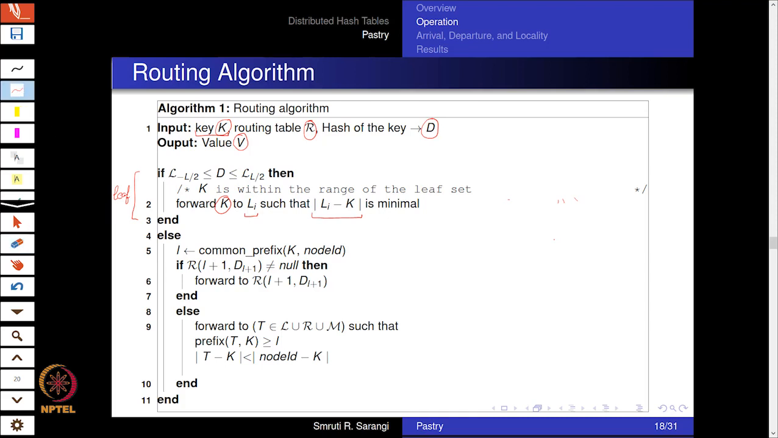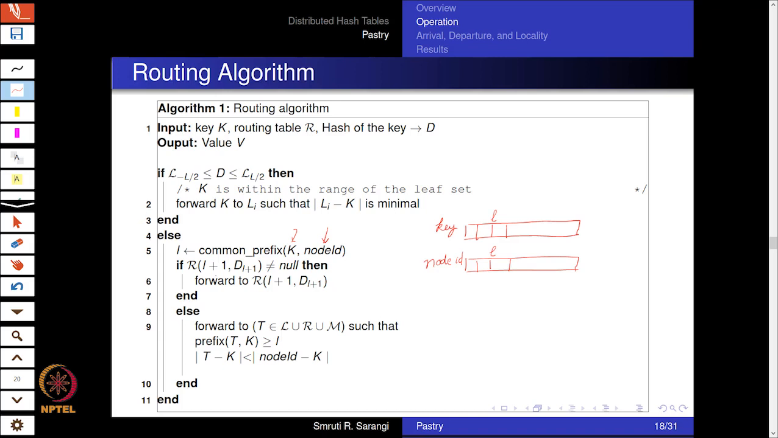Alright, so now let us look at the more common case where it is not within the range of the leaf set. So in this case, let me find the length of the common prefix between the key K and the node ID. So this is not hard to find at all. All that we do is we take a look at the key. Right? And then what I do is I take a look at the length of the common prefix, which is the number of matching digits. So then let it be equal to L.